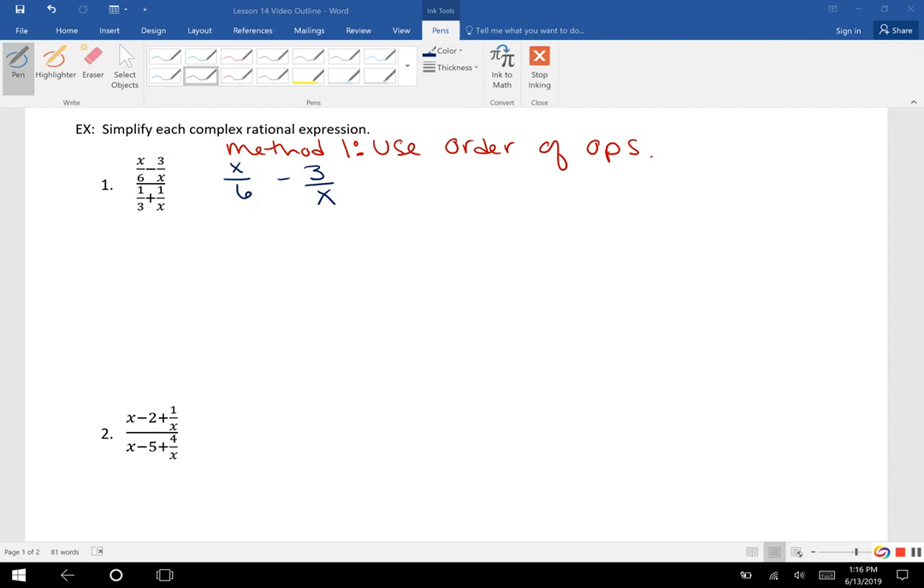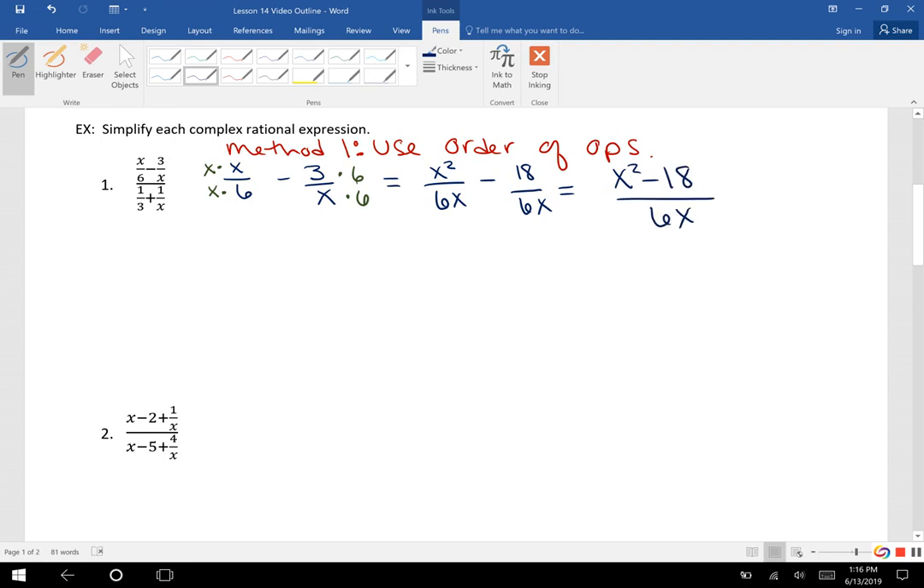So that means I would start by doing the subtraction in the numerator: x over 6 minus 3 over x. I need a common denominator. So I'm going to multiply the first fraction by x over x, and I'll multiply the second one by 6 over 6. And that gives me x squared over 6x minus 18 over 6x, or x squared minus 18 over 6x. Okay, so that's the numerator.